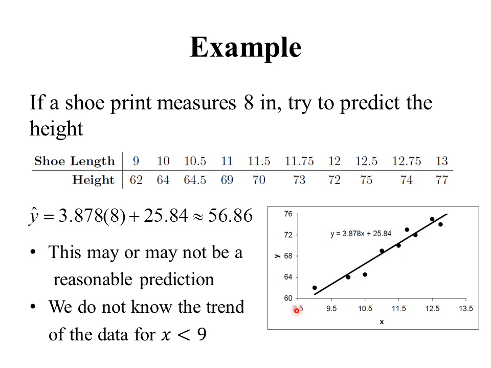This trend may continue. The straight line trend may continue. Maybe it drops off sharply. Maybe it levels off a little bit. I just don't know what the trend of the data is for x less than 9. So this calculation was easy to do, but it's not appropriate in this case because we don't know the trend of that data.